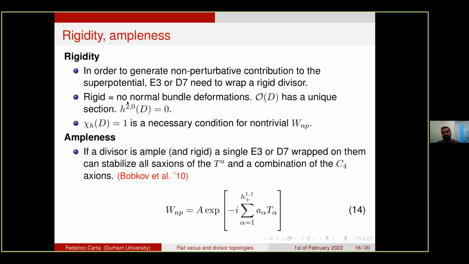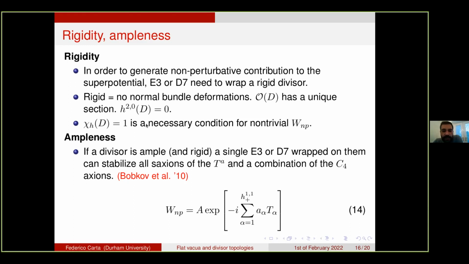So what does rigid mean? Rigid means that there are no normal bundle deformations for these divisors. In some sense, you can think of it as being stuck in the Calabi-Yau. You cannot move it much around. Another way to say it is that the line bundle dual to the divisor has a unique section up to scaling. Or another way to say it is that H20 of the divisor should be vanishing.